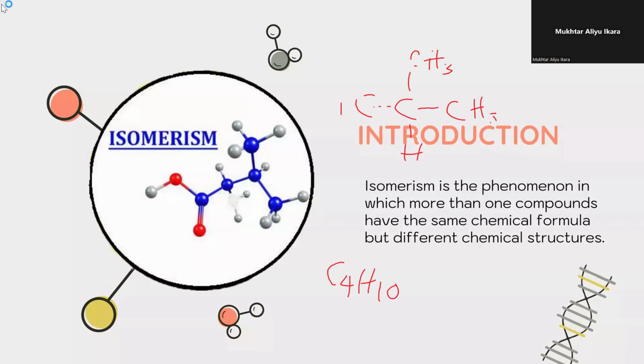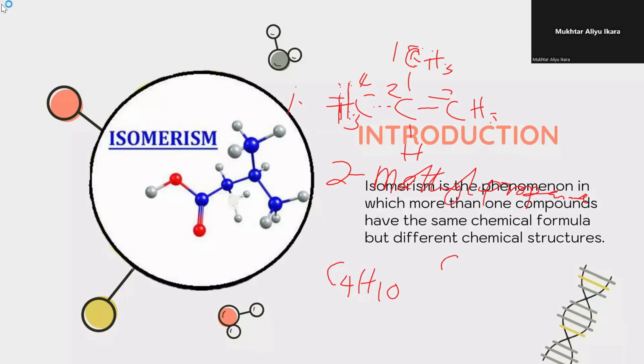Here is hydrogen, and here are also 3 hydrogen atoms. If you can clearly see, the number of carbon is 4. You have 1 carbon here, 2, 3, and 4. So the number of carbon is 4, and the number of hydrogen is 10. The name of this compound, if you are naming it, is 2-methylpropane. So that is the first structure.